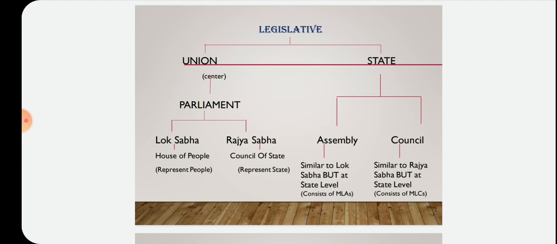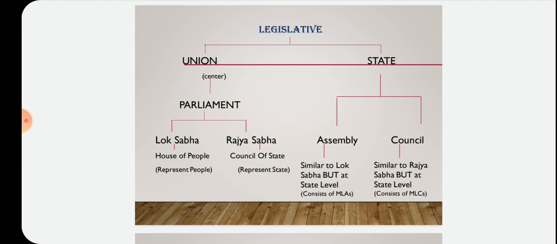I hope you all are clear with the legislative. Legislative is a body which makes the law. Parliament comprises Lok Sabha and Rajya Sabha. Lok Sabha is the house of people, Rajya Sabha is the house of state or council of states. And the state legislature is further divided into two parts, one is the state legislative assembly and the second one is the state legislative council. This is all about legislative, the body which makes the law.